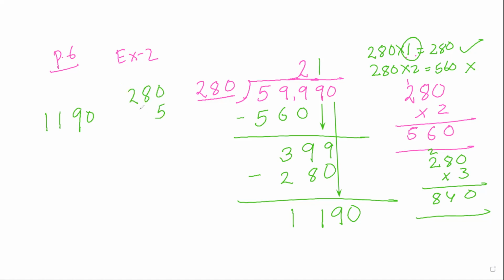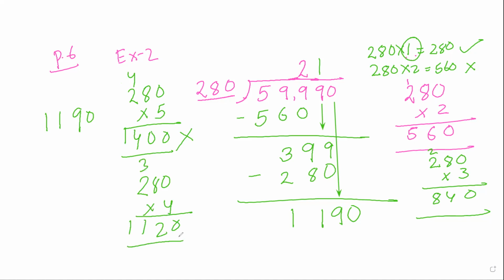Oh, even this is bigger. I cannot take this. So let's go with 4. It works. 4 times 0 is 0, 4 times 8 is 32, 4 times 2 is 8, plus 3 is 11. So 1120. Yes, with 4. I write 4 and I write 1120. When I minus, I get 70. So what is the remainder, girls? 70. Don't forget the 0.